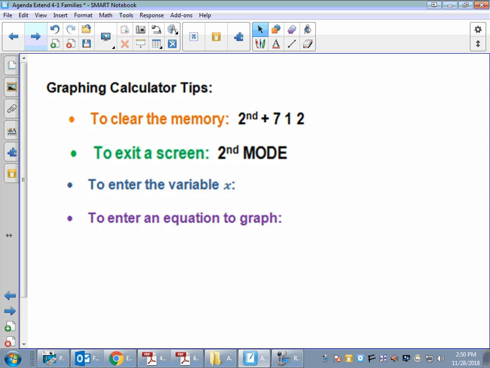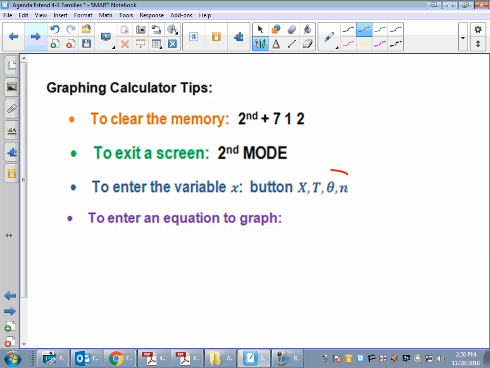We're going to have to enter variables, and we want to enter a variable x. So there's a button that's got an x, a t, this theta, and n. That's a variable button. We can press that button to give us an x.